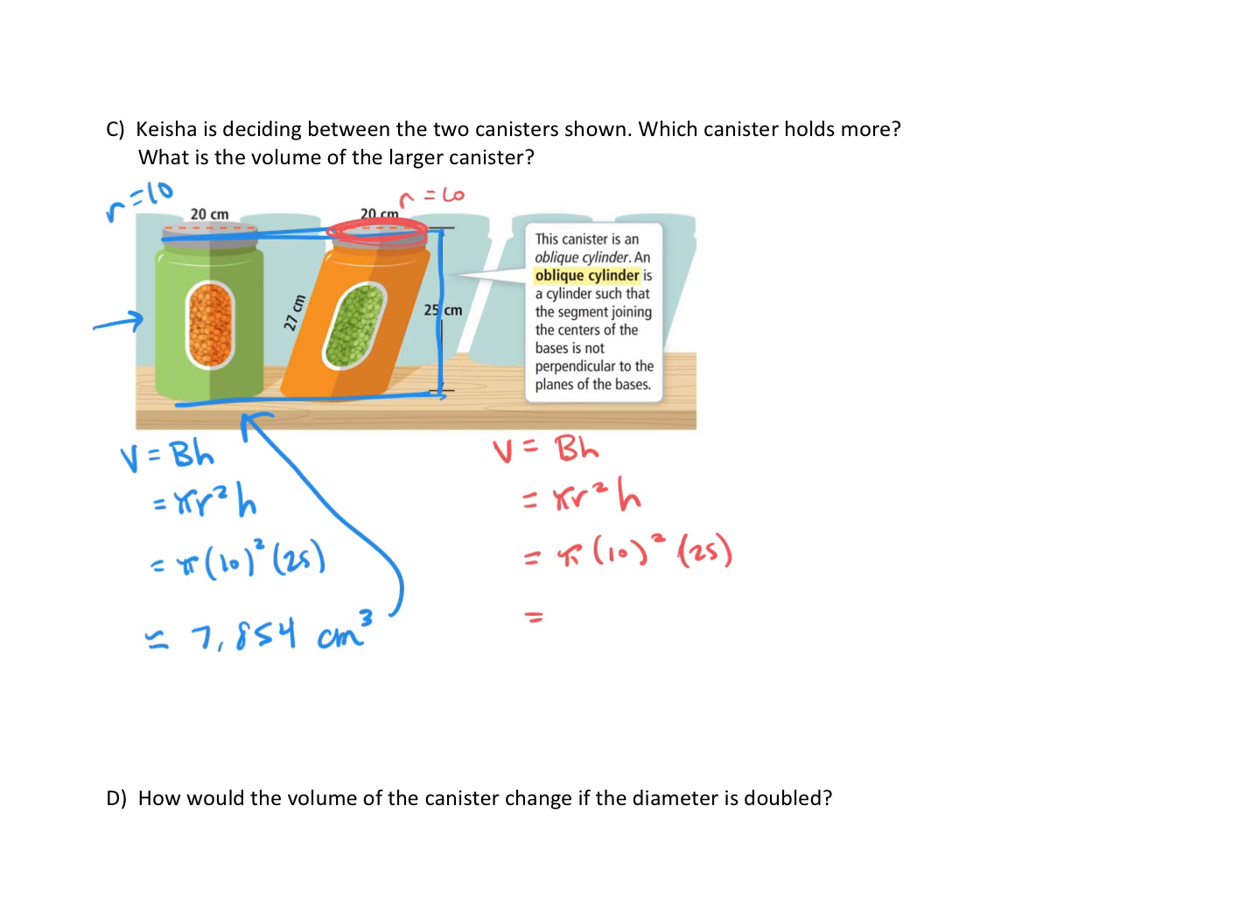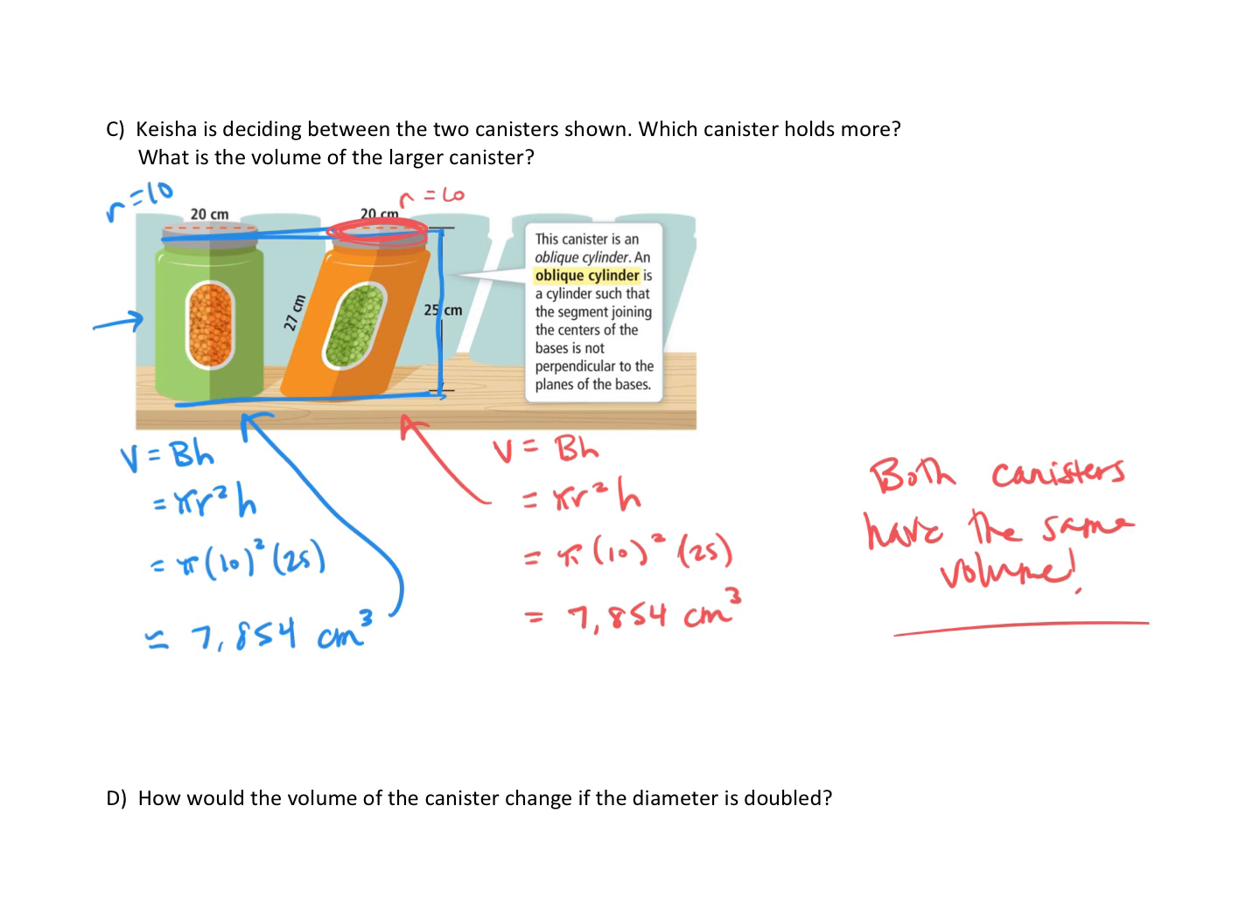Well, there's that same math. Pi times 10 squared times 25. This is a 7,854 centimeters cubed volume. So what did we figure out? Both canisters have the same volume. So it doesn't matter which canister Kesha chooses.